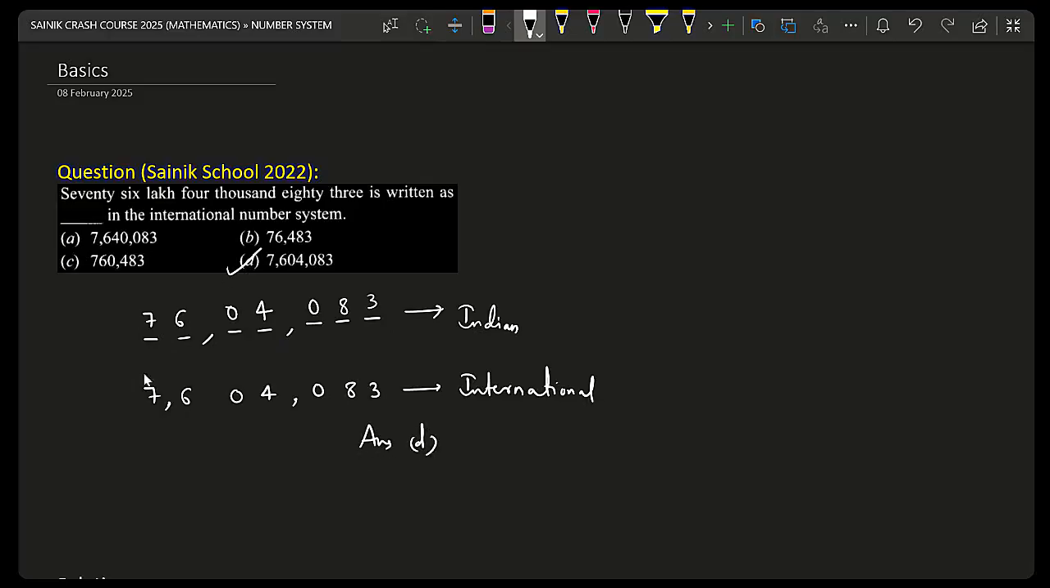Srivatsav, can you read the number in the international system? Can you read this in the international system? 7 millions. Yes. You should not say plural. You should say million only. 7 million. Don't say millions. 7 million.